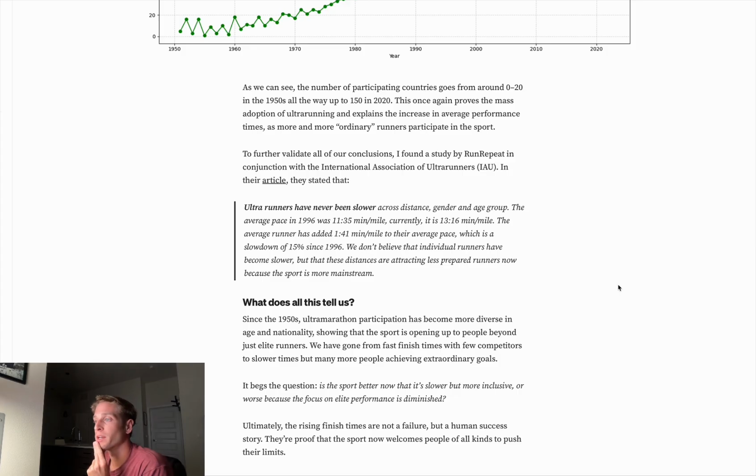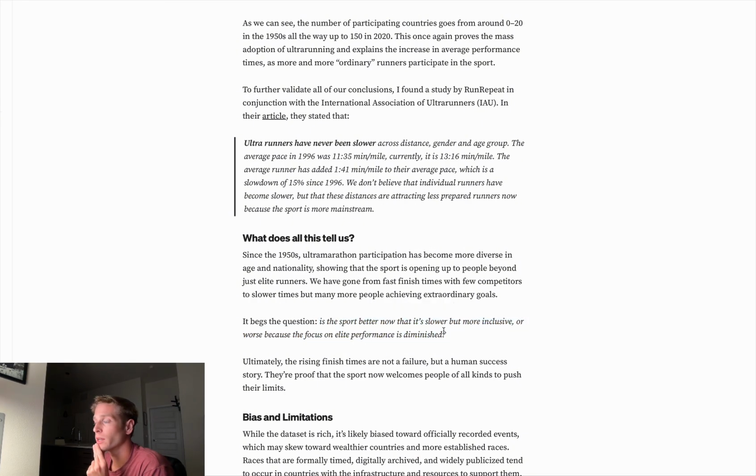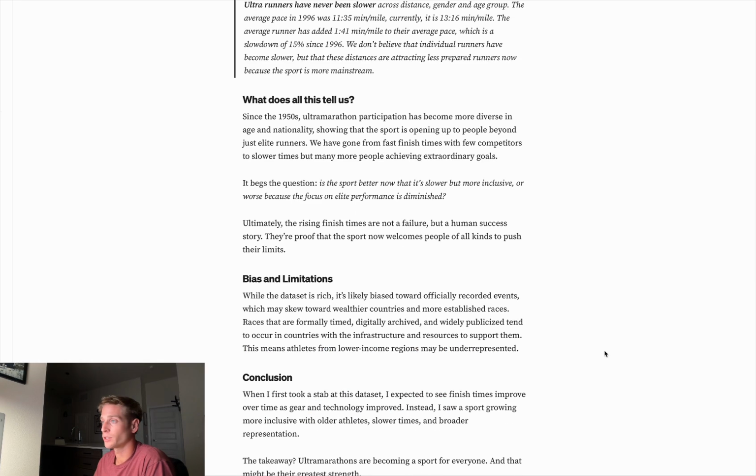So I guess the dilemma here is: is the sport better now that it's slower and more inclusive, or is it worse because the focus on elite performance is diminished? I would argue that the focus on elite performance is not diminished, because this is a testament to humans getting involved. They want to set high and lofty goals for themselves, they want to surprise themselves, and that's a very inspirational story. There's always going to be room for elite performance. But what's special about ultramarathon running is the wide variety of people getting involved. It's a human success story. People are down to push their limits, and the sport is welcoming that. There are no barriers to entry, so anyone can get after it.